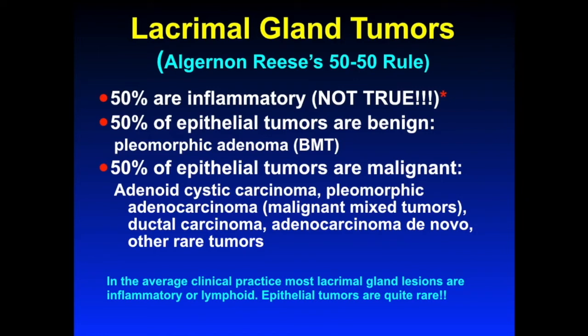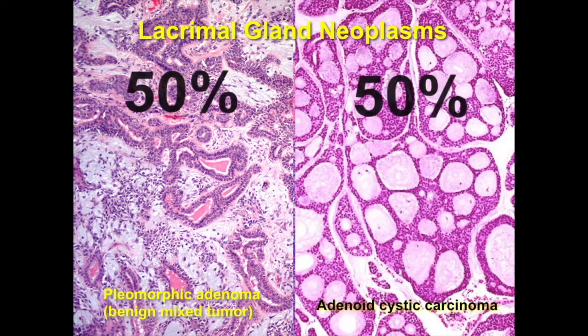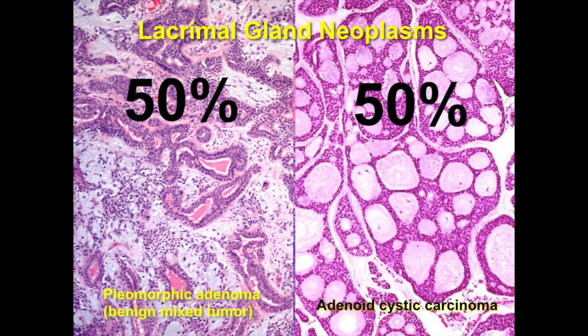Epithelial tumors of the lacrimal gland are fairly rare. The second part of it, Reese's rule, is true. 50% of the epithelial tumors are benign, generally pleomorphic adenomas or benign mixed tumors. 50% of the epithelial tumors are malignant. There's a large spectrum of malignant lacrimal gland tumors. A lot of them are quite rare. The most common malignancy is the adenoid cystic carcinoma. So again, lacrimal gland lesions, 50% benign, generally pleomorphic adenoma, and 50% malignant, typically adenoid cystic carcinomas.